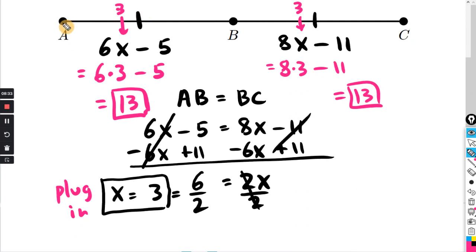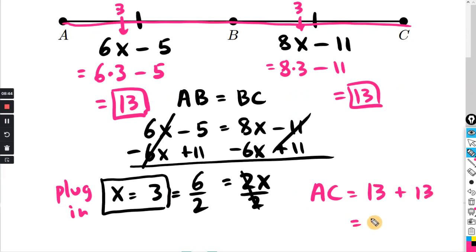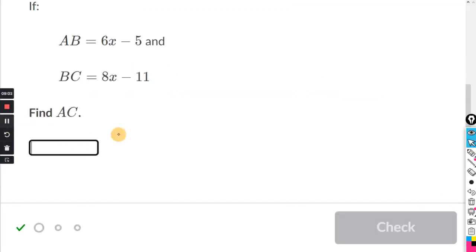So to find the distance from A all the way to C, you just add the 2 13s. And of course, 13 plus 13 is 26. Final answer. You can also say 13 times 2, same thing. So just click in the box and type 26.